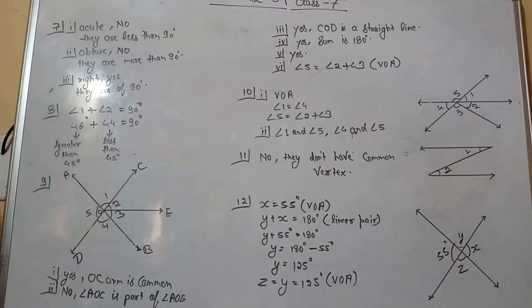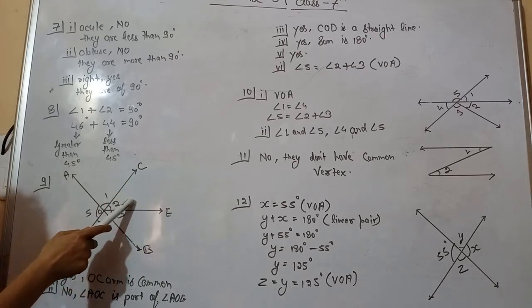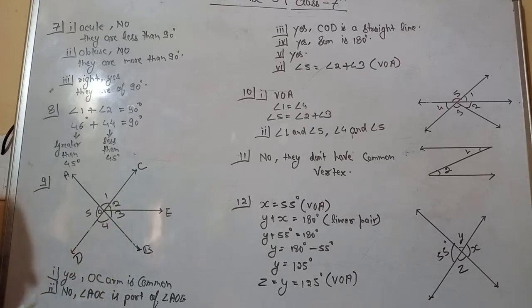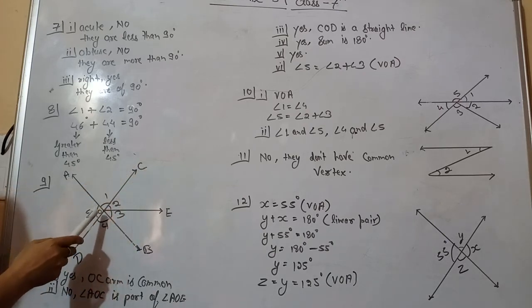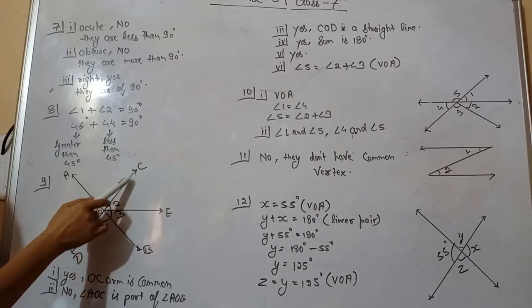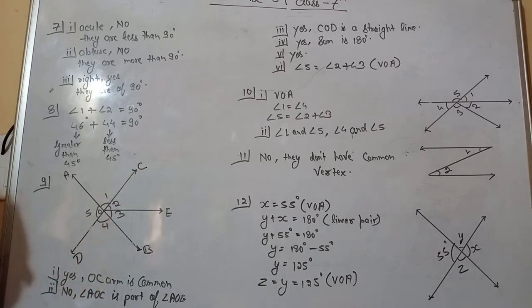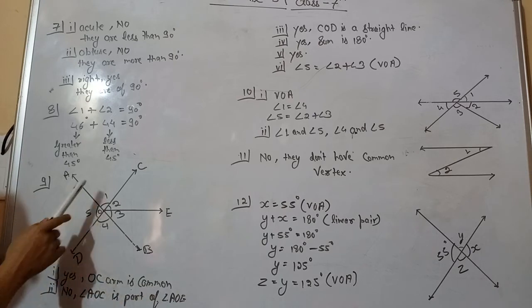Okay. Now question number 9. In the adjoining figure, see this is the figure given. What is the first question? Is 1 adjacent to 2? So what is adjacent? If we have a common point and a common arm. This center point or origin point is called the vertex and these are called arms. This is an arm, this is also an arm. So yes, 1 and 2 are adjacent. Why? Because OC is the common arm between both the angles.